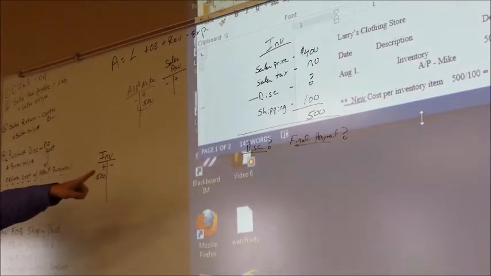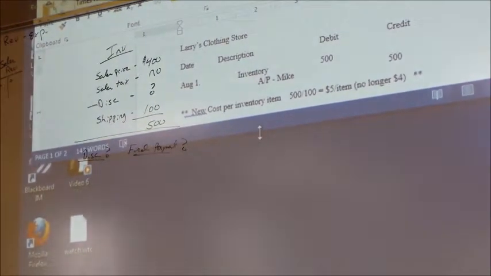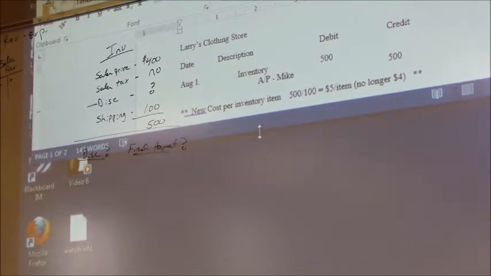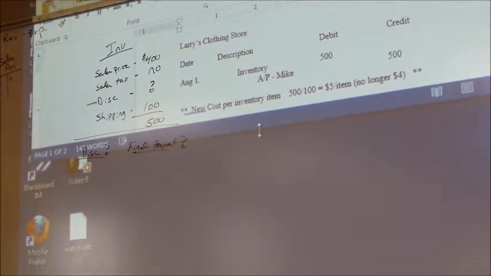Okay, let's take the first one first though. How much is the discount? 2%. And do we qualify for that 2% discount? Yep. Why? Because we paid in 10 days. Back up on August 1, fourth line down, it tells us we have a 2/10 net 30 discount, 2% if we pay within 10 days.